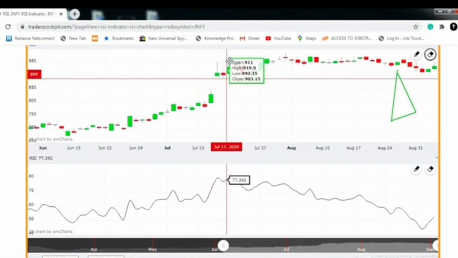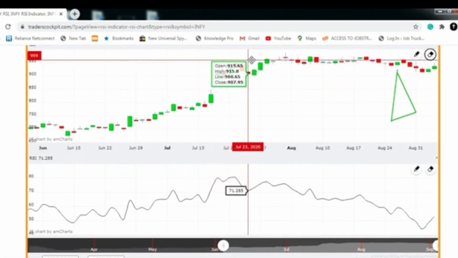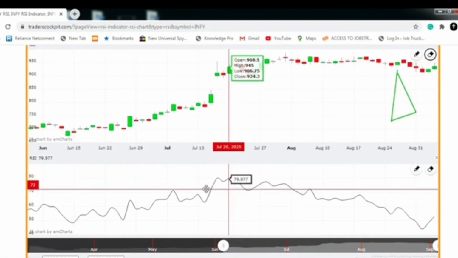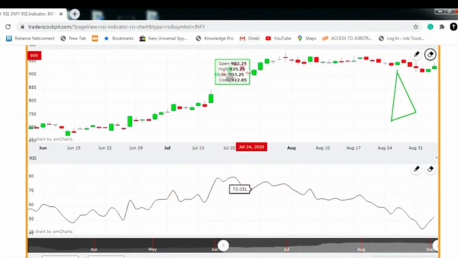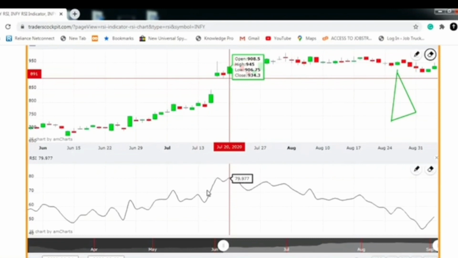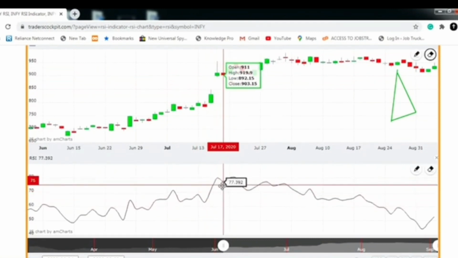Just imagine. If it is overbought, you can assume in your mind that the stock price will fall drastically. So if it reaches overbought, then there will be a turnaround. You can see that the RSI indicator is becoming less.